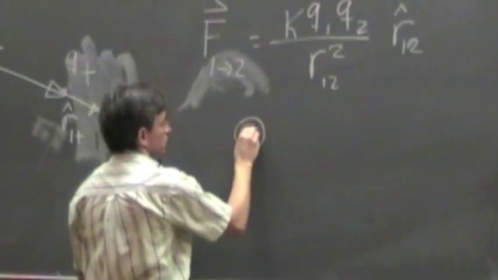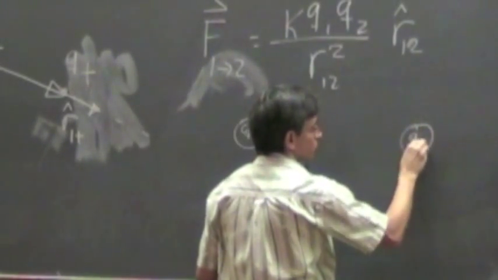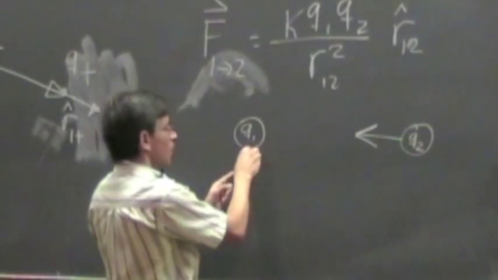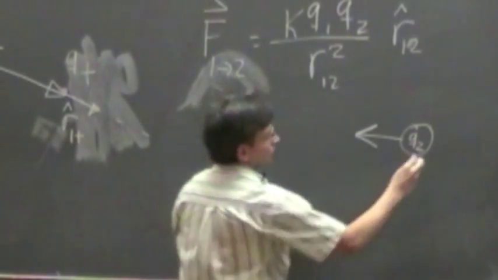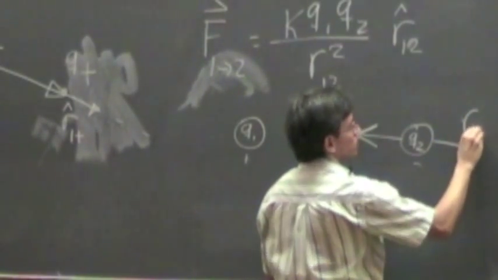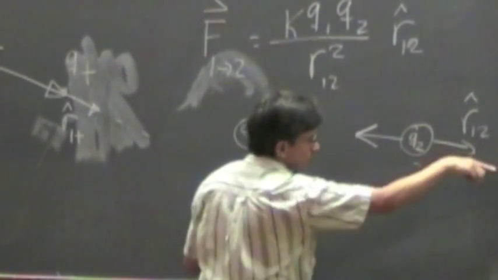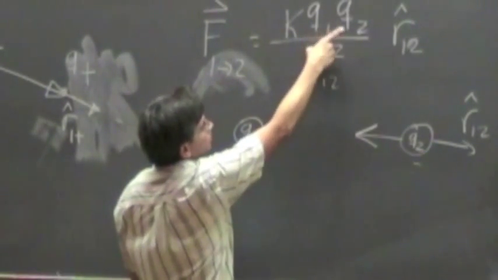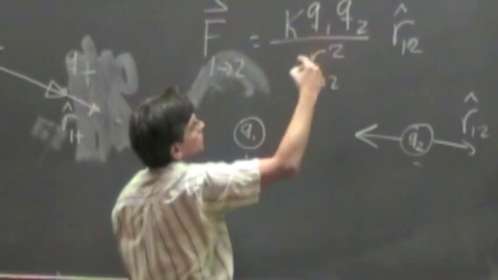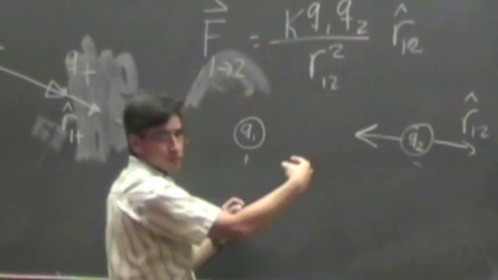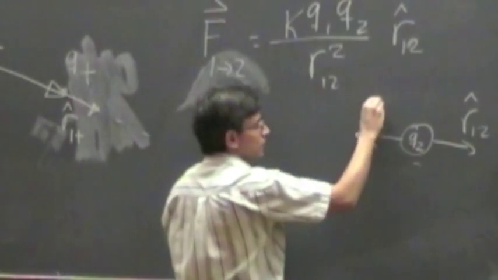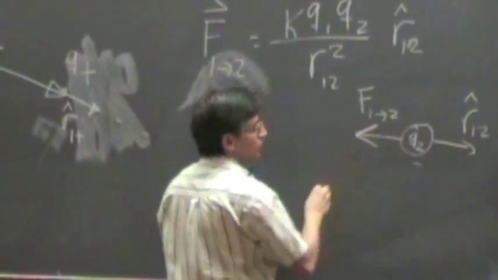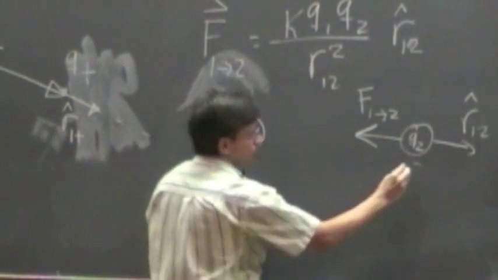So if this is Q1 and this is Q2, the force could be attractive. If the force was attractive, it was because one was positive, the other one was negative, right? So the little vector R1, 2 hat points in that direction, from 1 to 2, magnitude 1. But if the two charges are different signs, one is positive, the other one is negative, the force points in the opposite direction of that vector, right? This vector over here is the force of 1 on 2, and we're assuming that Q1 is positive and Q2 is negative, okay?